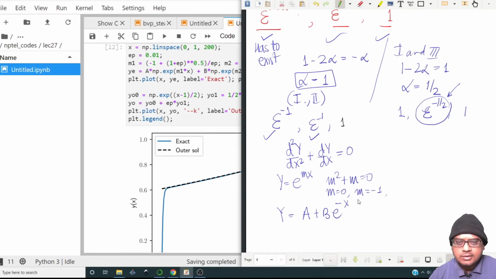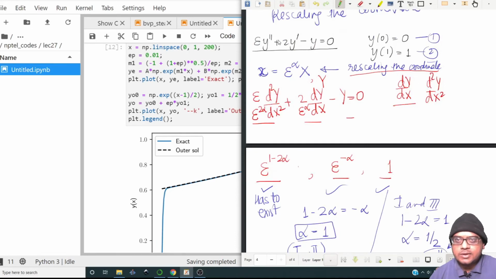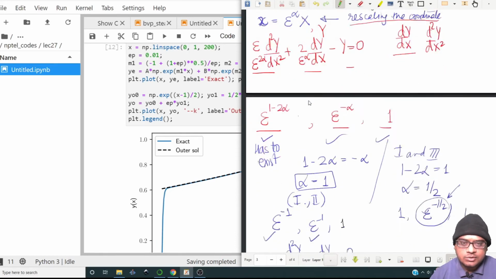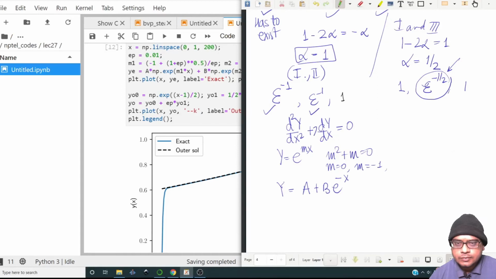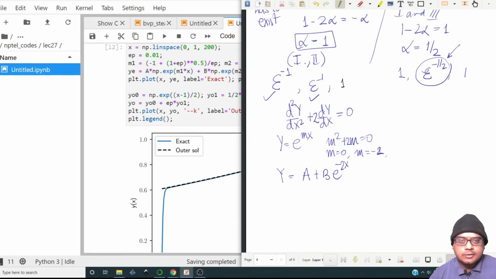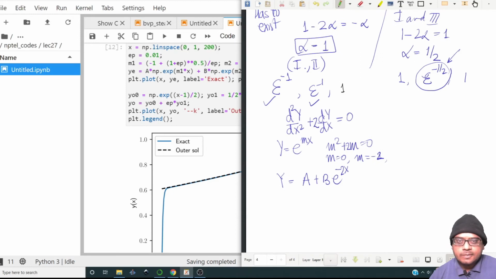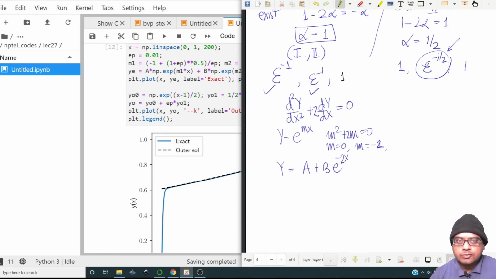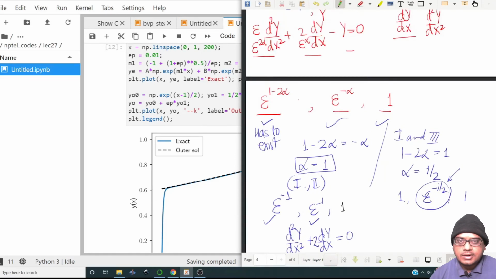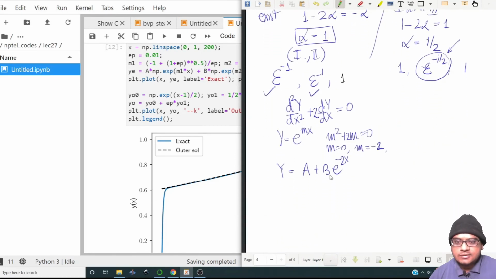I think I'm missing a factor of 2. Yeah, there's a factor of 2 over here which I missed. So there will be 2, and so this will be minus 2, and this will be minus 2X. Right. So now we must find out the two boundary conditions that this will satisfy. Okay. Now this is a second order differential equation. Now, this has to satisfy two boundary conditions.